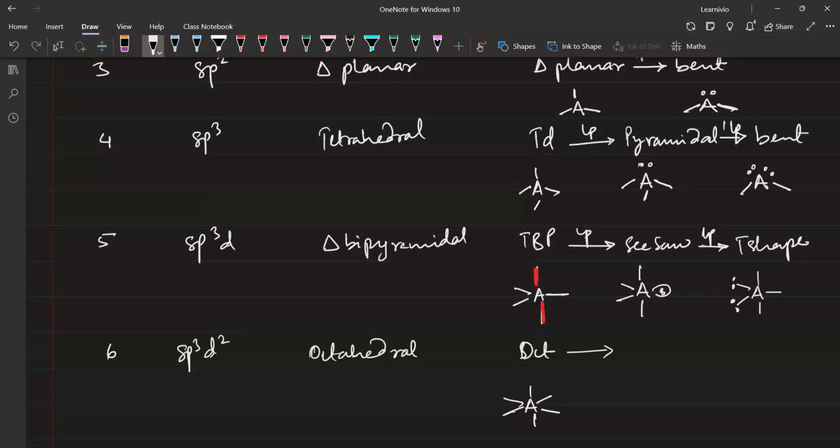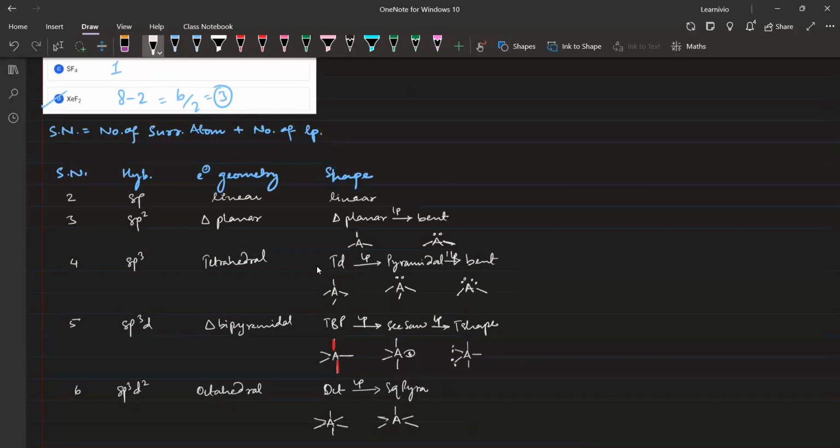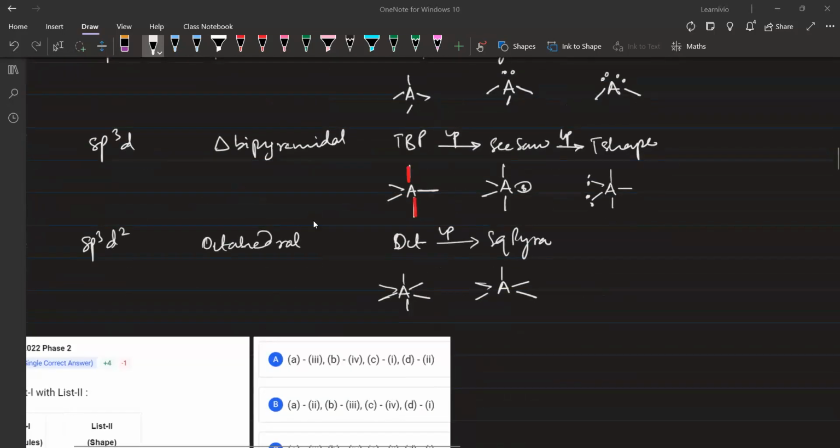Then if I add one lone pair, our A will become something like this. So this is kind of pyramidal, but it is square pyramid. Can you please write it down? Okay, square pyramidal, and you have got one lone pair here.